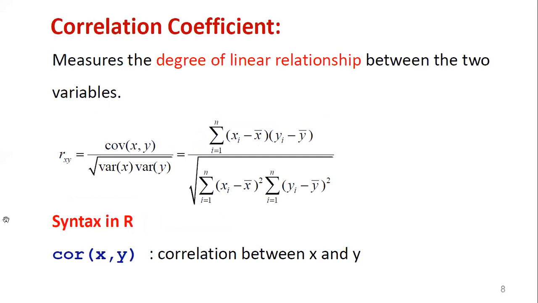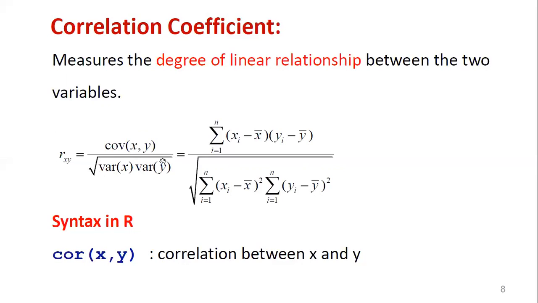Then another important measure, the actual measure, is the correlation coefficient. It measures the degree of linear relationship between the two variables. The correlation coefficient measures the degree of linear relationship between the two variables. The mathematical formula for this coefficient is denoted by r suffix xy equal to covariance of x comma y divided by square root of variance of x into variance of y.